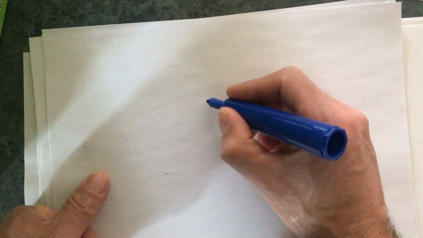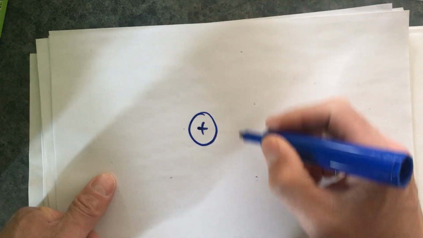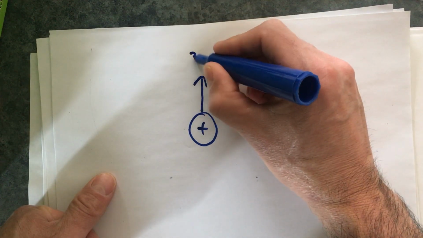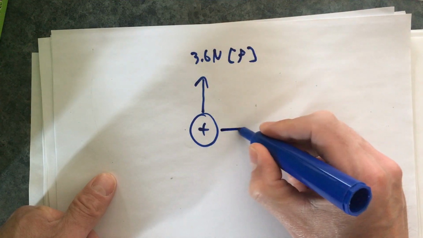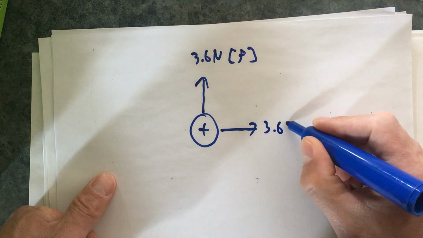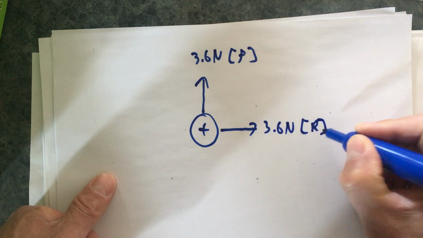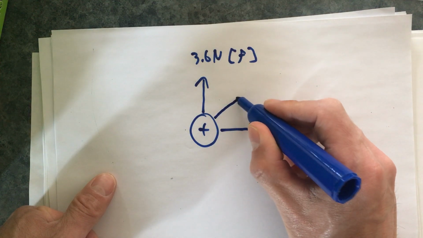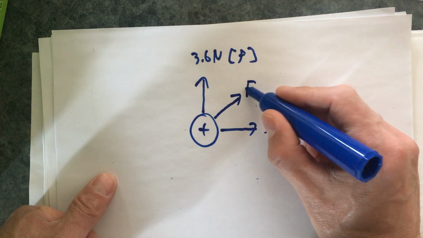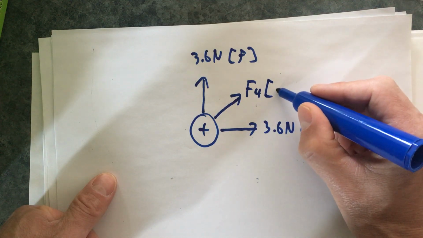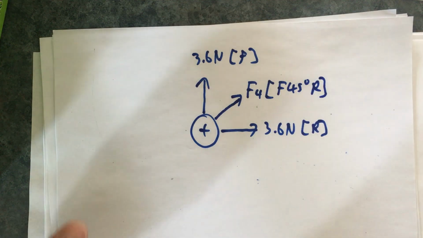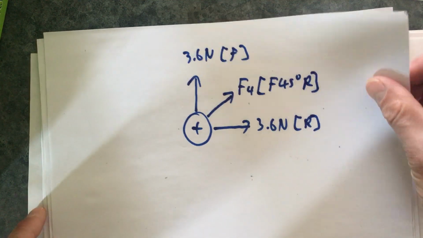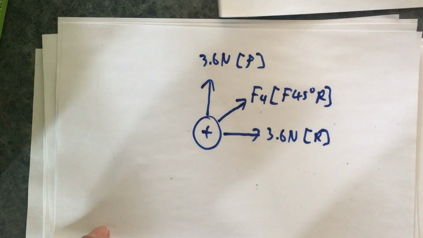Okay, so from here, I can update my diagram. I've got my positive charge, and I've got 3.6 newtons forward, and I've got 3.6 newtons to the right. And over here, I have this unknown force F4, and its direction is forward and 45 degrees to the right. Now I want to find the magnitude of force 4.